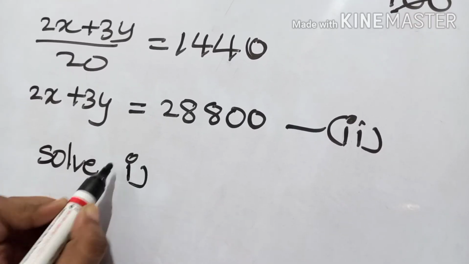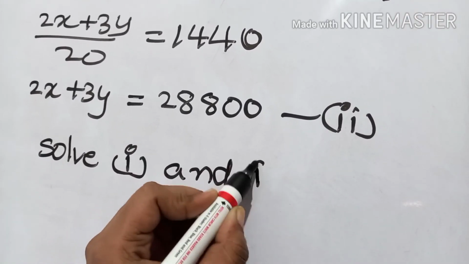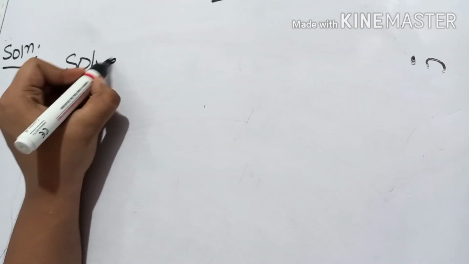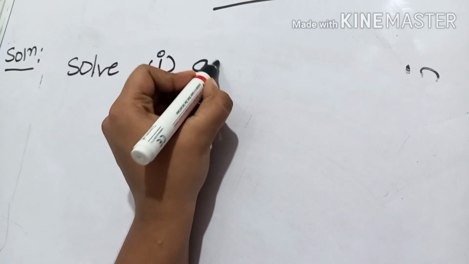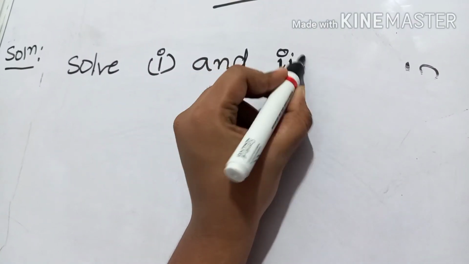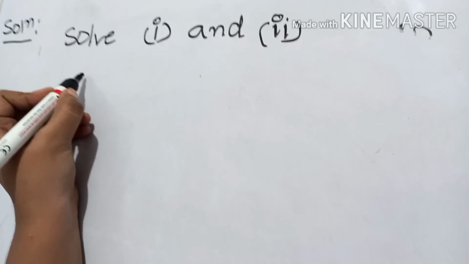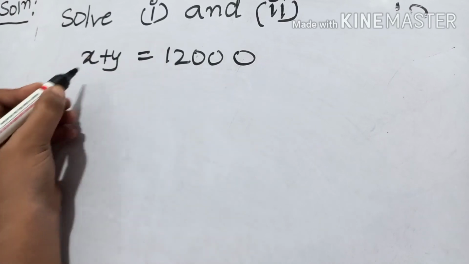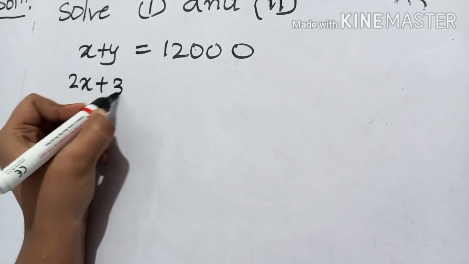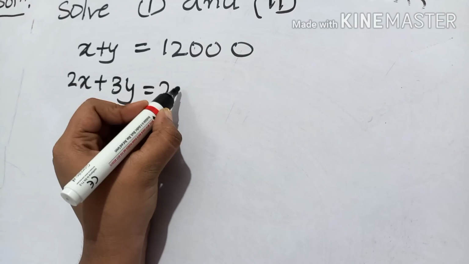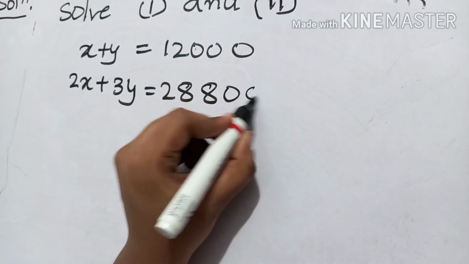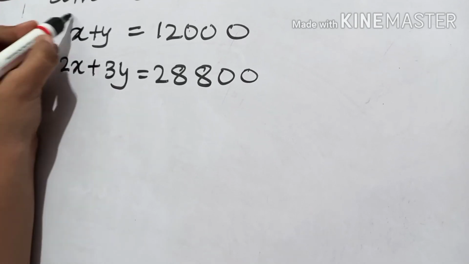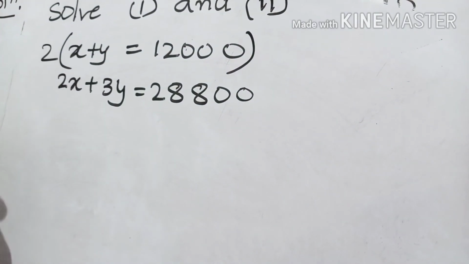Now solve 1 and 2. Equation 1 we got as x plus y is 12,000 and equation 2 as 2x plus 3y is equal to 28,800. Here also there is no variable with the same coefficient. So multiplying equation 1 by 2.